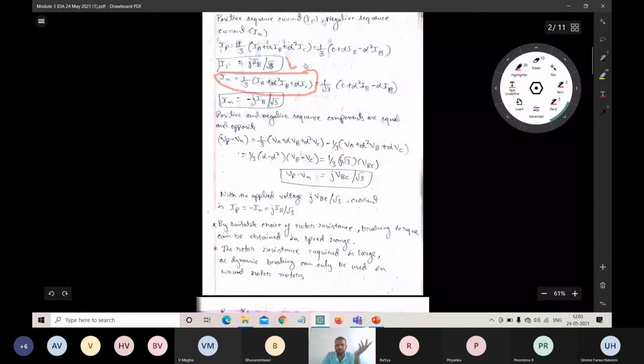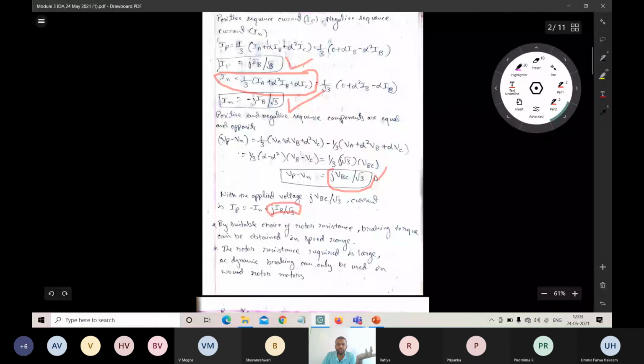And VP minus VN would be equal to jVBC by root 3. If you apply jVBC by root 3 amount of voltage into the circuit, what happens to the current? The current IP is equal to minus IN, because they are equal and opposite, so that would be jIB by root 3. So these would be the final equations: jIB by root 3, jVBC by root 3.